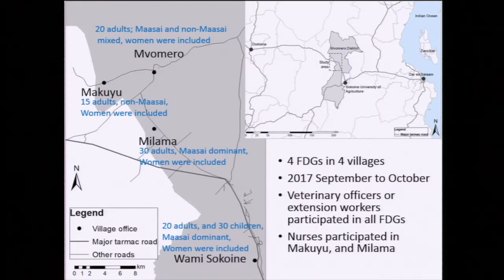So the study was conducted in the inner area of Tanzania, in 4 villages. Some villages have a mixture of Maasai and non-Maasai. This village doesn't have Maasai. And this one is Maasai dominant.